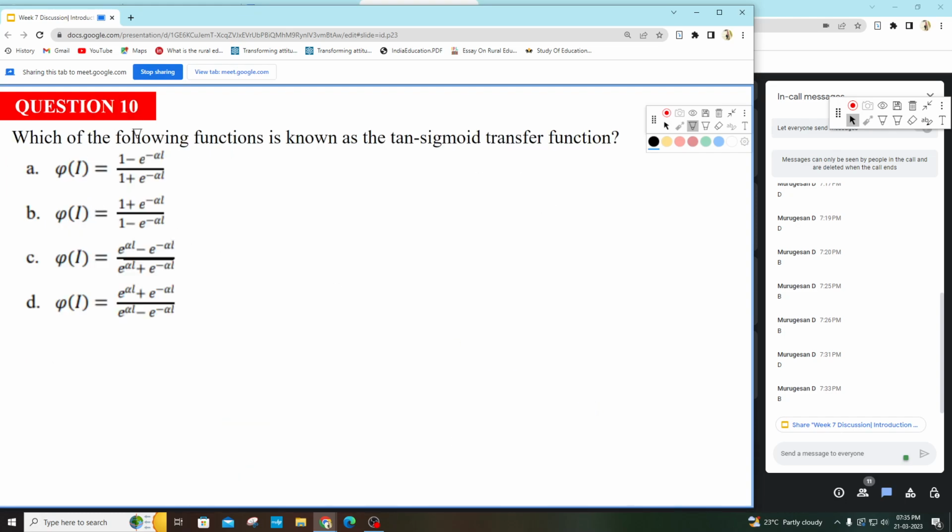Which of the following functions is known as the tan sigmoid transfer function? Guesses for this also, I have shown you.